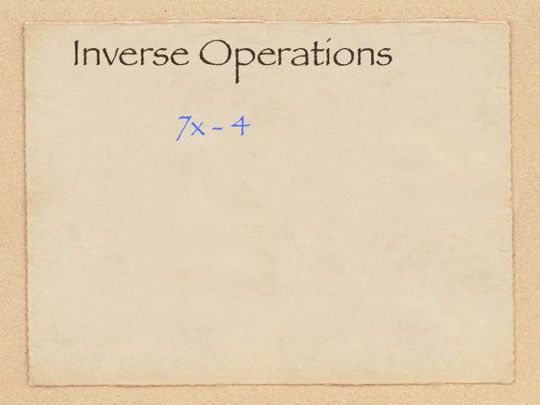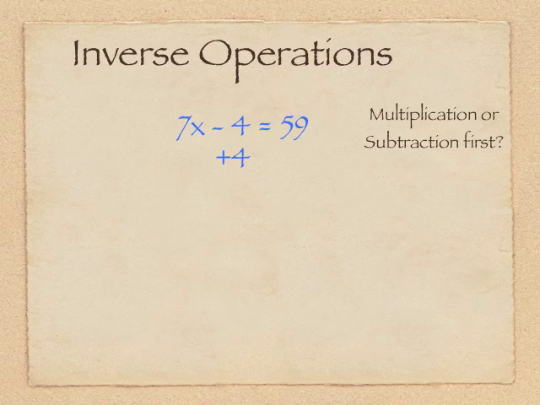So if we have an equation such as 7x minus 4 equals 59, we have two options. We have 7 times x for multiplication and subtracting 4. What we need to get rid of first, when we look at those, multiplication or subtraction, we need to remove the subtraction first. So we're going to add 4, but we're going to make sure we do that to both sides. And when we do that, that's going to remove the subtracting 4 from the left-hand side. And we'll be left with 7x on the left-hand side and 59 plus 4, which is 63.